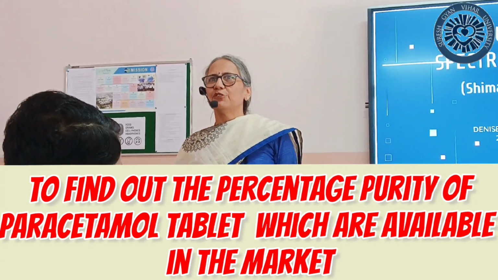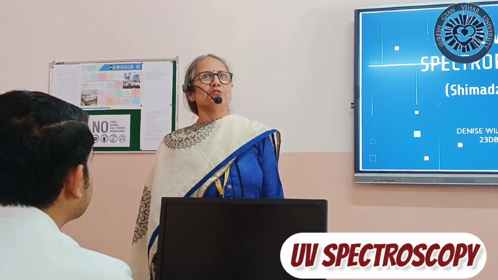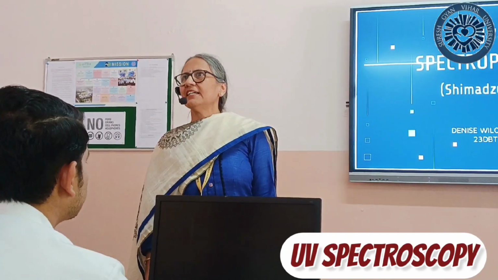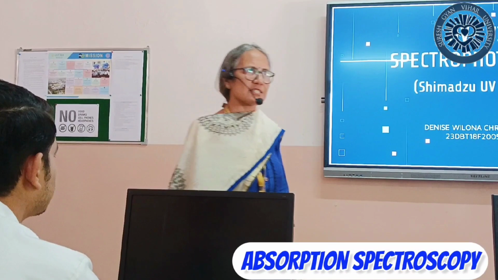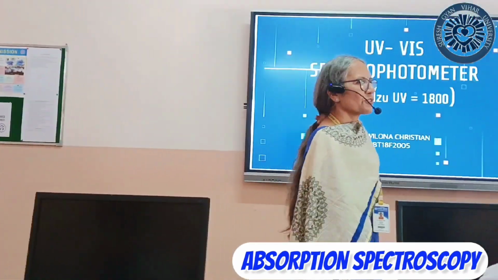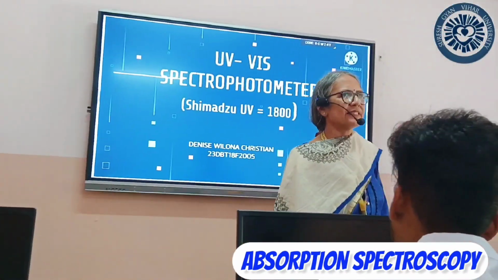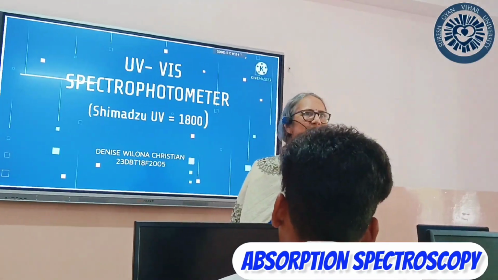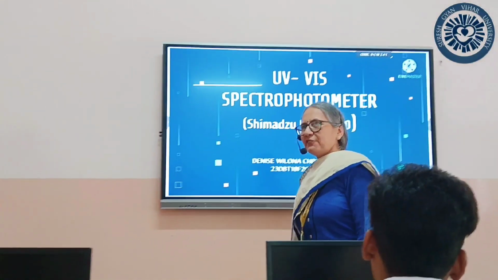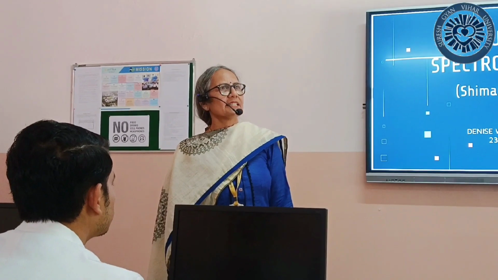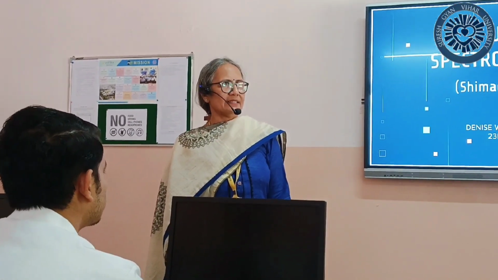Generally you know about UV spectroscopy. UV spectroscopy works on the principle of absorption spectroscopy. The compounds which absorb in the UV region are subjected to this absorption spectroscopy. So here we will first show you what we do in this practical, what the principle behind it is, and how it works.